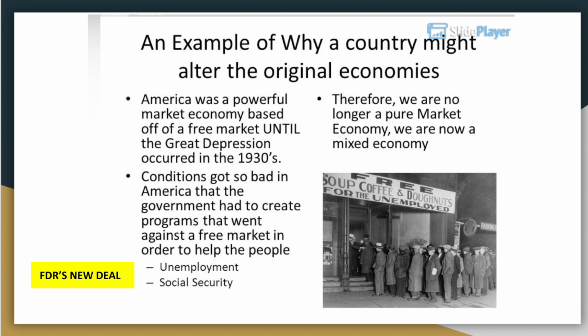So therefore, they were no longer a pure market-based economy. It's now called a mixed economy. There's some socialist ideas inside of this free market economy. So the government in America grew, and they hired people in order to give people jobs. So the power of the state took more control over the economy in the United States of America. That's what you need to know.